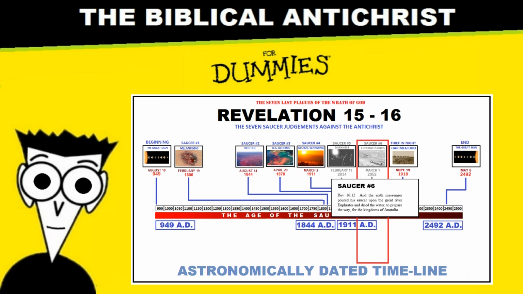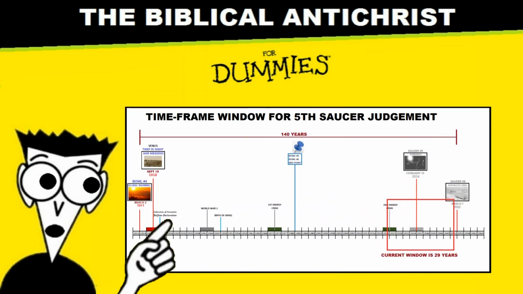Meaning the Euphrates River has an additional 12 years from what is being currently predicted. But the scientific estimates are pretty close to the same range as the prophecy. So that means that whatever the 5th saucer judgment is, it will occur between 1911 and 2052. That is a span of about 140 years.